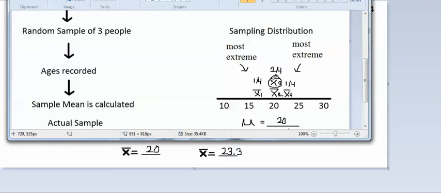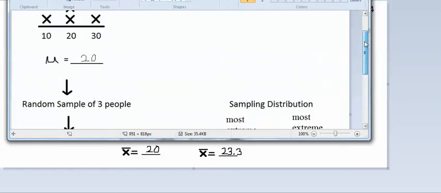After we plot the 4 sample means, we just label it. 16.7 and 23.3 are the 2 most extreme sample means because they're the furthest from center. Next, we plot the probabilities of the sample means.